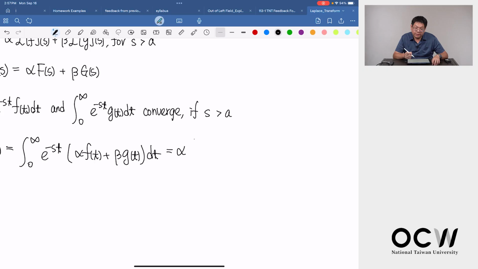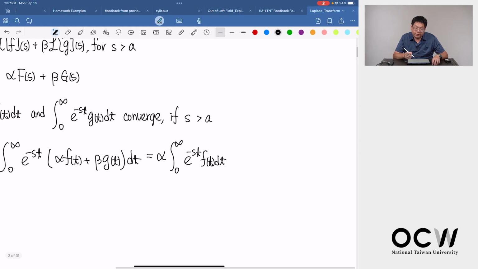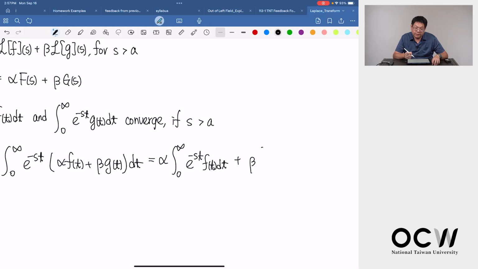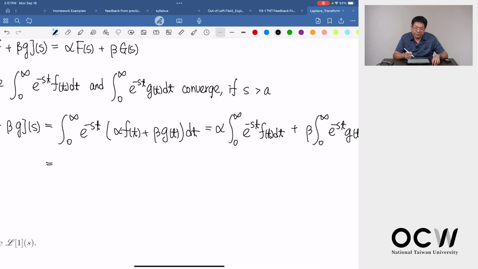We can take alpha outside, integral of e to the minus st f of t, and also beta outside the integral, e to the minus st times g of t dt. Then the first is the Laplace transform of f, and the second one is beta times the Laplace transform of g of t.